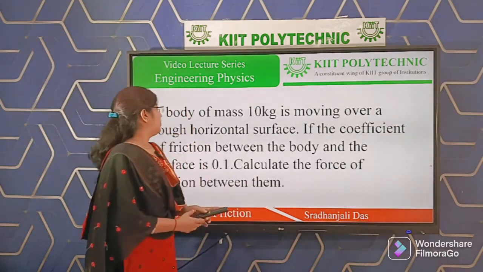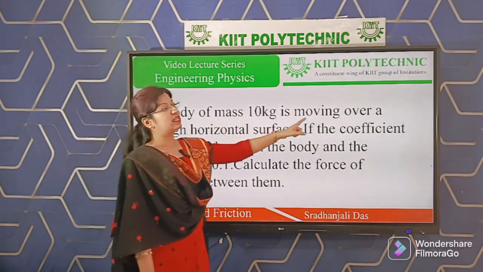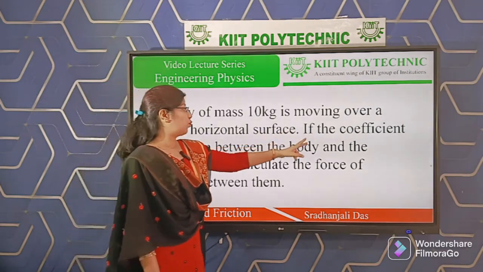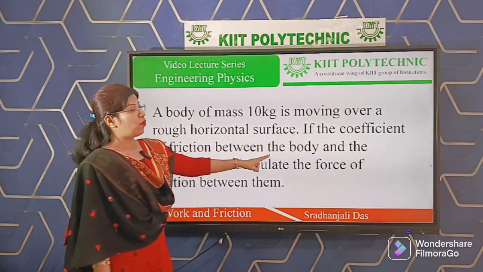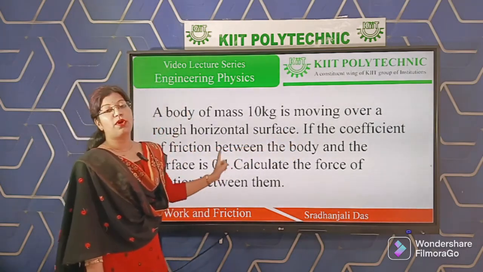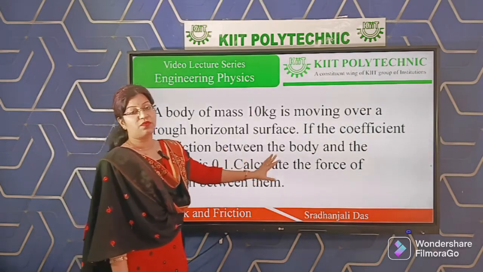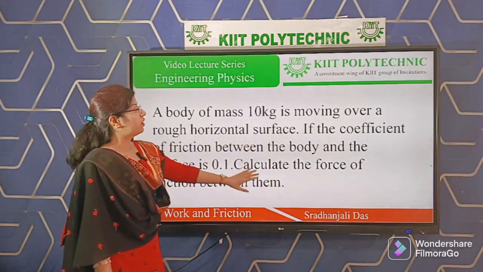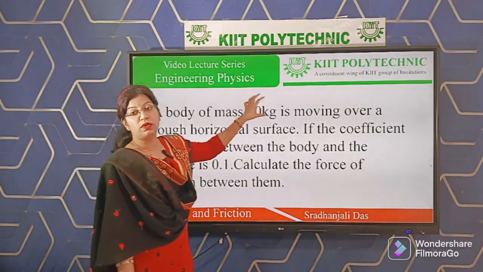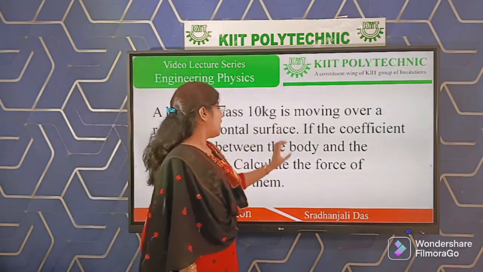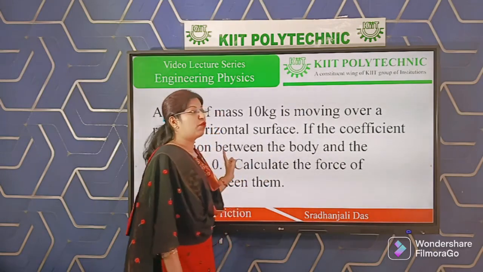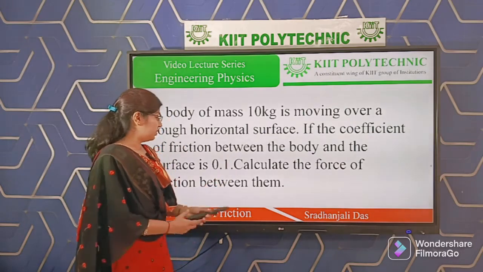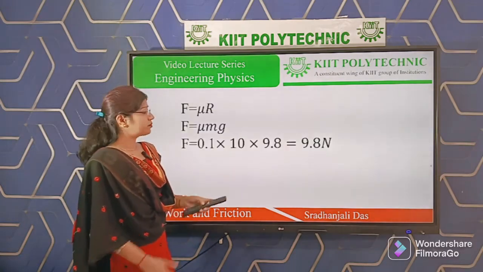A body of mass 10 kg is moving over a rough horizontal surface, and the coefficient of friction between the body and the surface is 0.1. We have to calculate the force of friction between them. So what is the given quantity here? The mass is 10 kg, and the coefficient of friction between the body and the surface is 0.1. We have to calculate the force of friction.